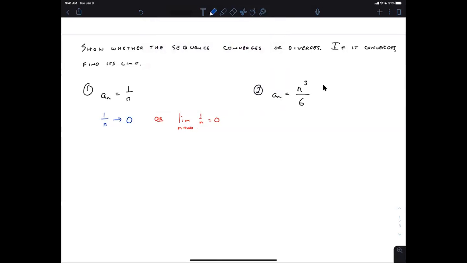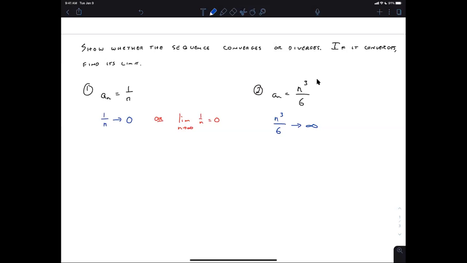And then what happens to 6 as n gets infinitely large? It stays constant. It stays as 6. So we have infinity over 6. That's going to go to infinity. So n to the third over 6 goes to infinity. That's a very simple example. We know that's infinity over 6, so that's good enough.